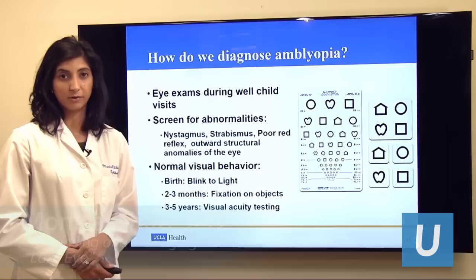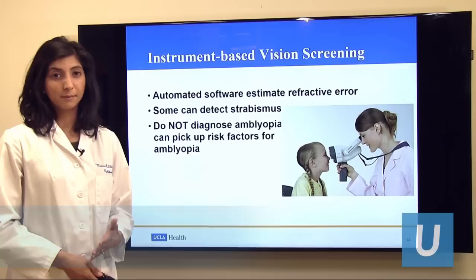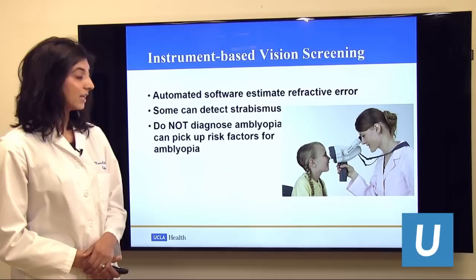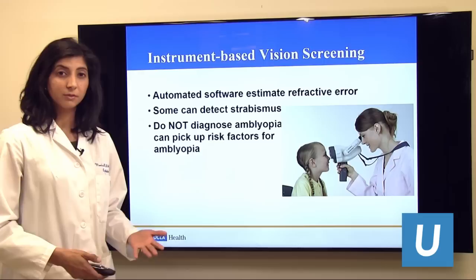Instrument-based vision screening has become much more popular over the last several years, and it's allowed us to pick up children who have amblyopic risk factors at a much earlier age than we used to be able to. With this, a machine is used, usually in the primary care provider's office, that has automated software that estimates a child's refractive error.